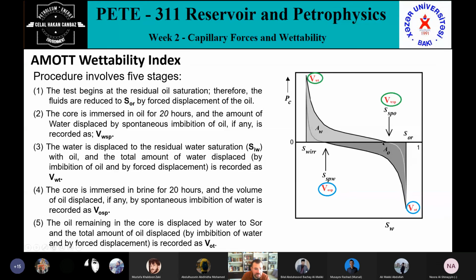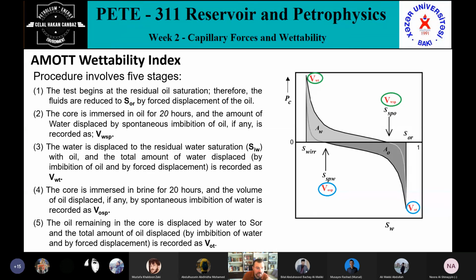Then the water is displaced to the residual water saturation. You make a first displacement with oil until you reach residual water saturation, actually irreducible water saturation, and you record another term called VWT. So this gives you the total volume displaced.